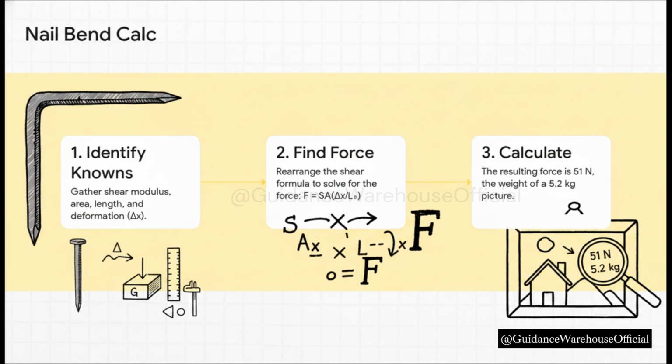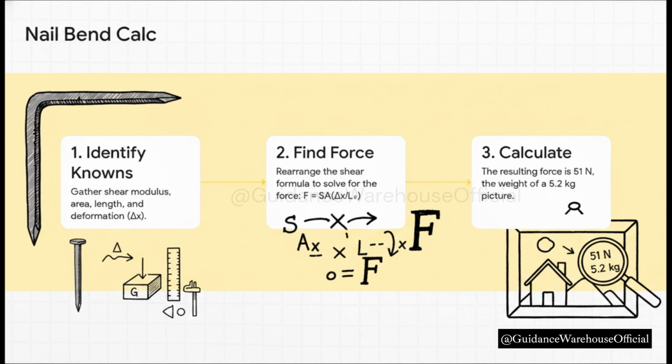So let's run the numbers on this one too. Let's say we have a steel nail holding up a picture frame. How much weight can it actually support if it only bends sideways by a microscopic amount, like 1.8 micrometers? Again, we just follow the steps. We identify all our knowns, including the shear modulus for steel.